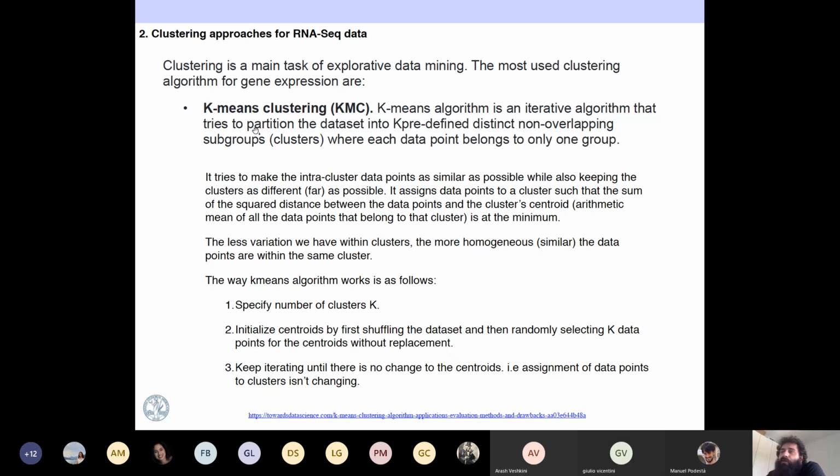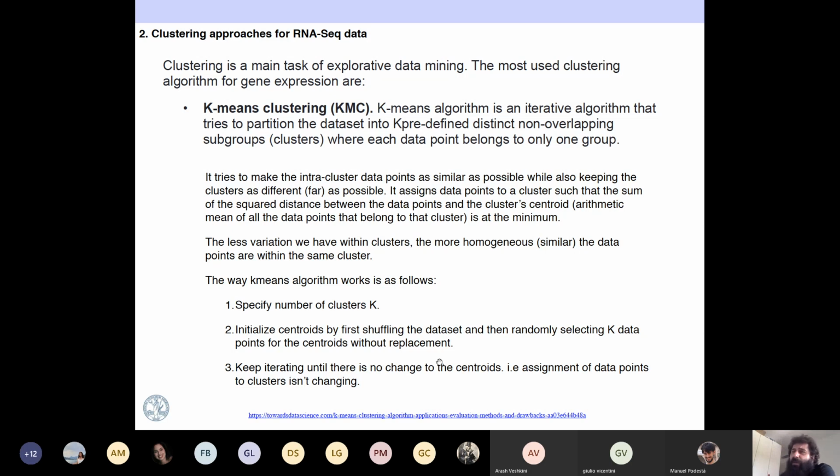So usually how it works is you have 3 steps. First, you specify the number of clusters that you want to have, and then you start calculating the centroids, first shuffling the data sets and randomly selecting K data points for the centers without replacement, and then keep iterating until you don't have changes in the centroids.